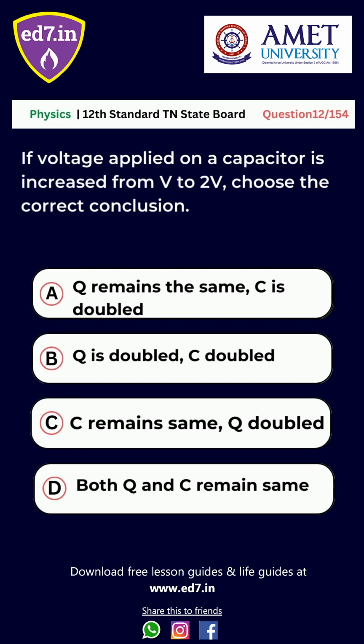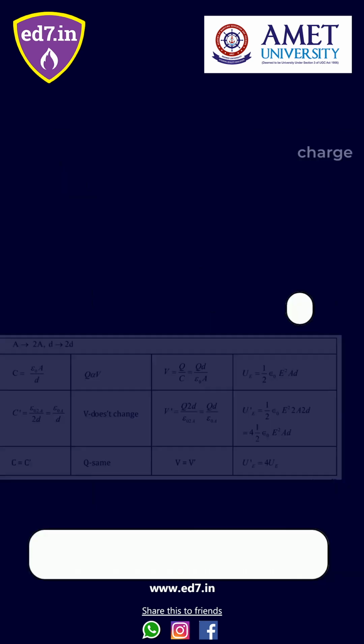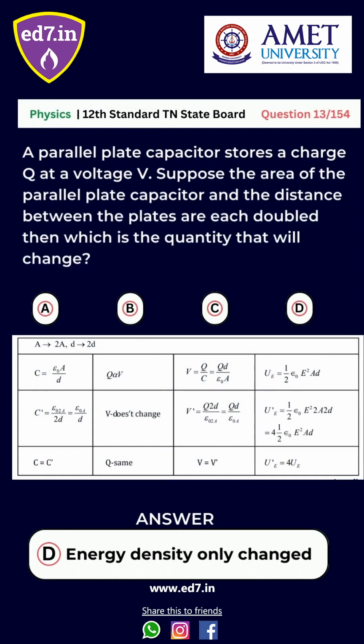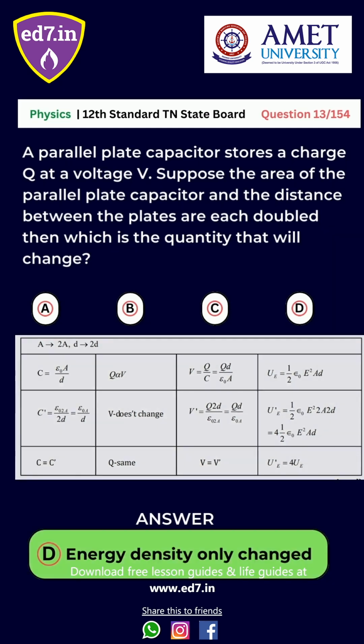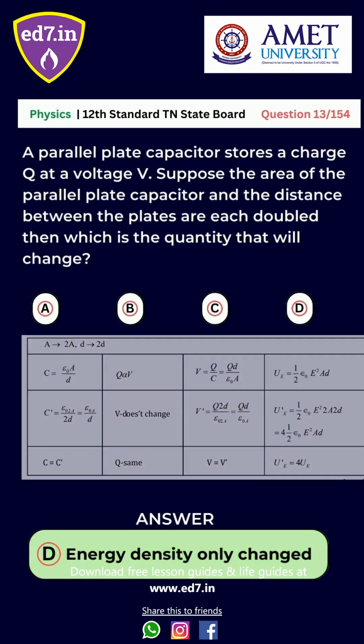And the right answer for this question is option C, Q remains same, Q doubled. Question number 13. A parallel plate capacitor stores a charge Q at a voltage V. Suppose the area of the parallel plate capacitor and the distance between the plates are each doubled, then which is the quantity that will change? The answer for this question is option D, energy density only changed.